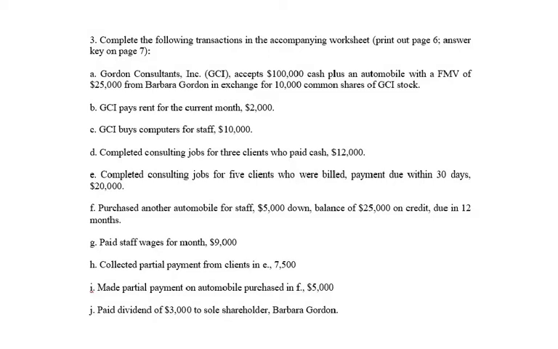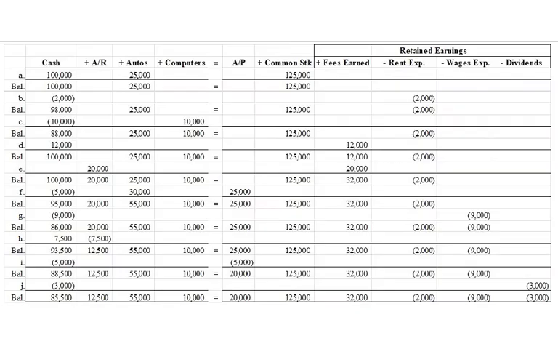Right, so again, we're starting with another startup business here. So we got Gordon Consultants Inc. This is going to be CGI accepts $100,000 cash plus an automobile with a fair market value of $25,000 from Barbara Gordon in exchange for 10,000 common shares of CGI stock. So again, how's that going to look in terms of the accounting equation format? Now, this is an example of a compound entry. Why? Because we're going to affect more than just two areas. More than two things will be impacted here. So this transaction looks like so.